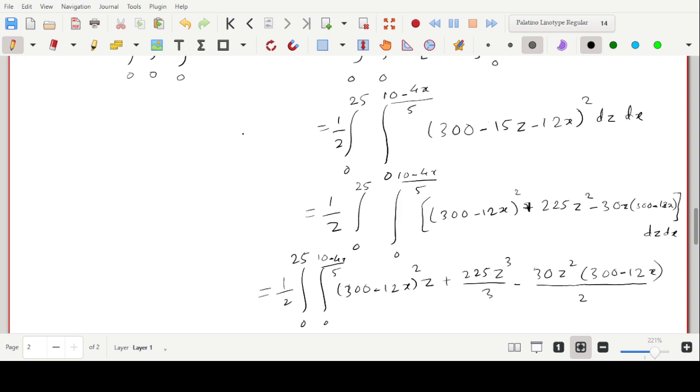And now this is the integral of this with respect to z, and then we have to substitute these limits. So we can just write it here as zero to 10 minus 4x over 5. Please pardon me for this handwriting.